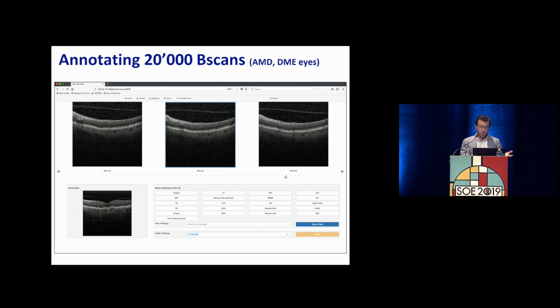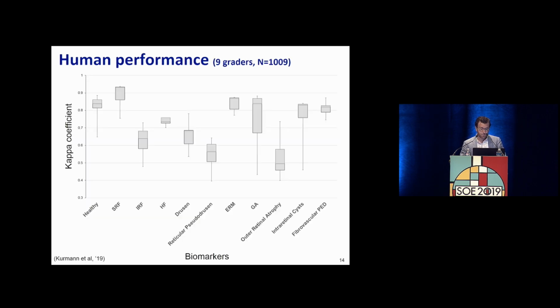And here we were doing this on AMD and DME eyes. And in a matter of a week, we were able to collect roughly 20,000 B scans from our patients. So what's critical, and this was raised earlier, was the question of definitions. After really specifying what we meant by every single biomarker that's listed on the horizon here, we were interested in understanding how well experts do this.